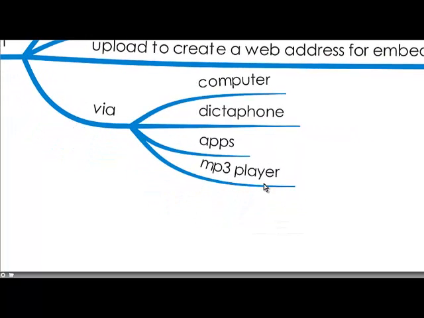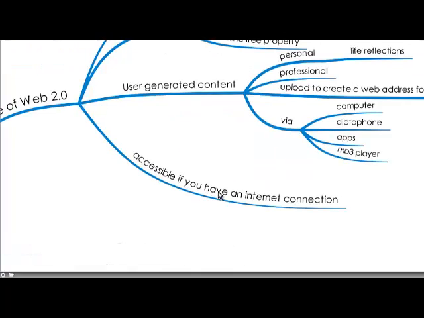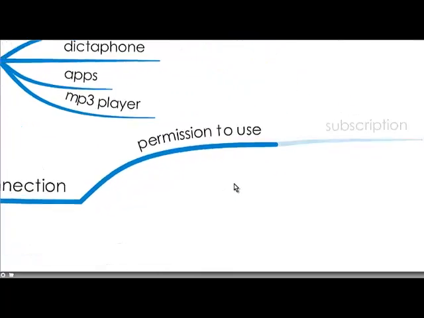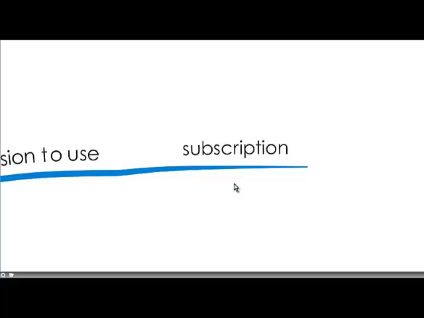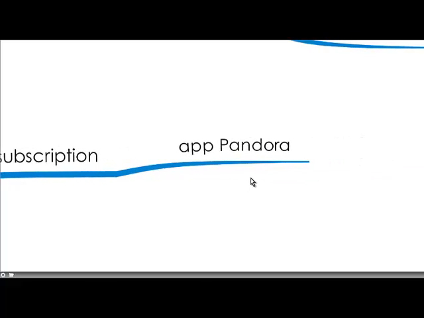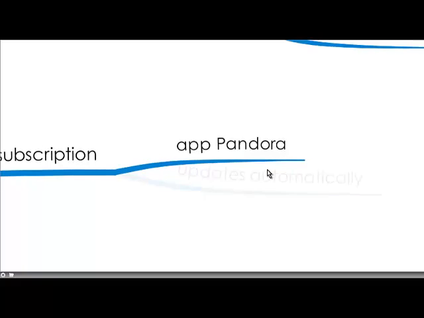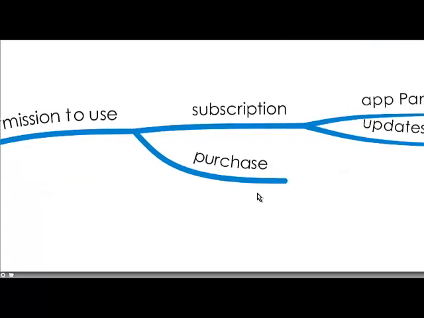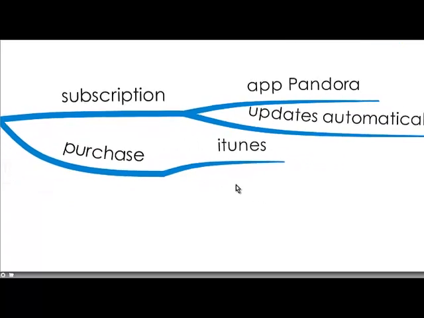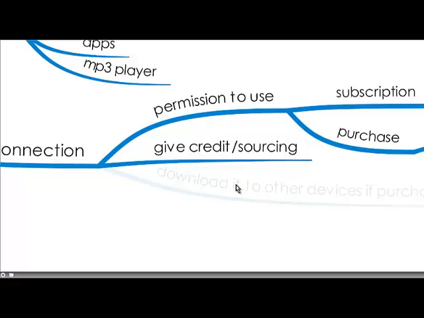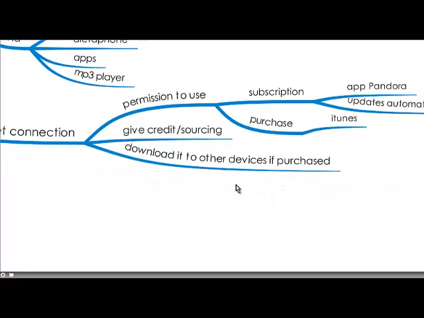And obviously you need an MP3 player that will be able to play that MP3 audio file, so you can listen to it. And it's basically accessible if you have an internet connection and you have permission to use. And sometimes you might subscribe to an app like I do, which is Pandora, and I listen to music on Pandora, which is an app that I access from iTunes. And you can also purchase audio files from iTunes, but if you're using others' audio files you obviously need to give credit and outline to listeners where you source these audio files from.